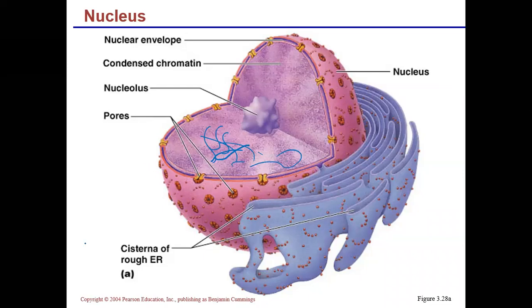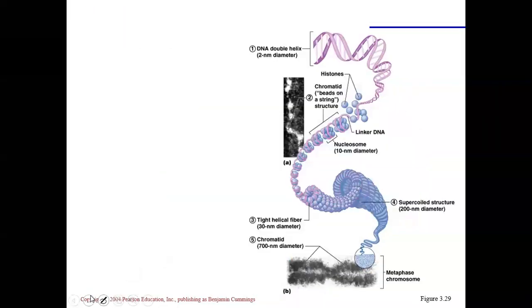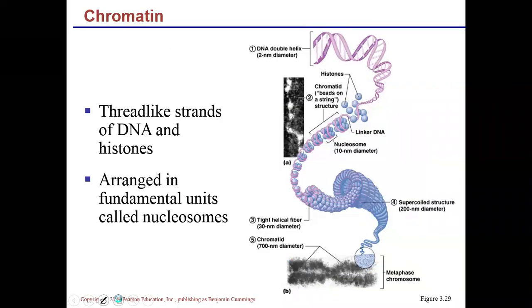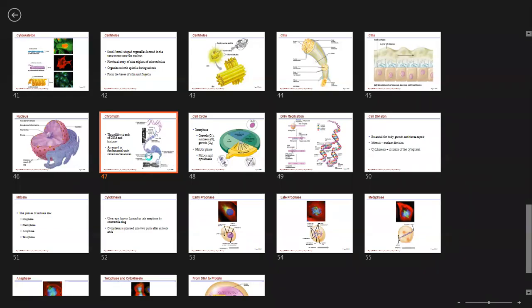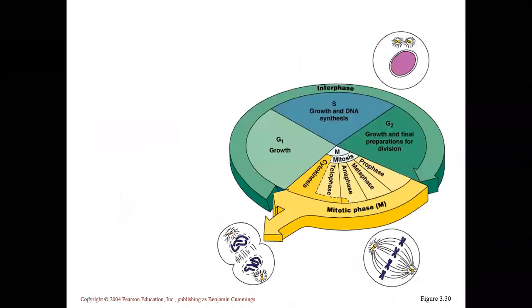So those are the organelles that you are responsible for. Let's go ahead and take a look at the process of mitosis now. This is showing you how the DNA is organized into this fundamental unit of nucleosomes. It's just a way to concentrate all this DNA and collect it into the form of chromosomes, as the video was showing you as well.